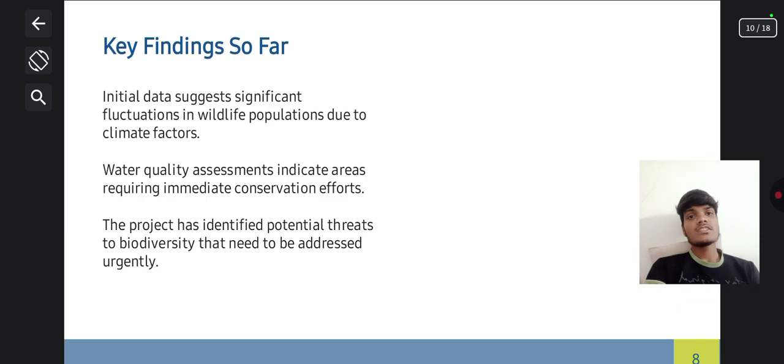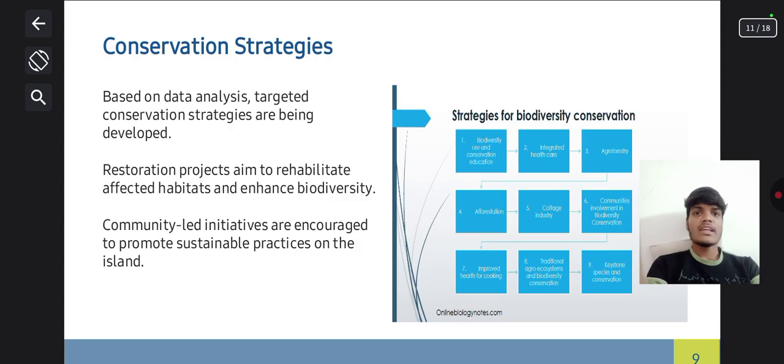Key findings so far. Initial data suggests significant fluctuations in wildlife populations due to climate factors. Water quality assessments indicate areas that require immediate conservation efforts. The project has identified potential threats to biodiversity that need to be addressed urgently. Based on data analysis, targeted conservation strategies are being developed.